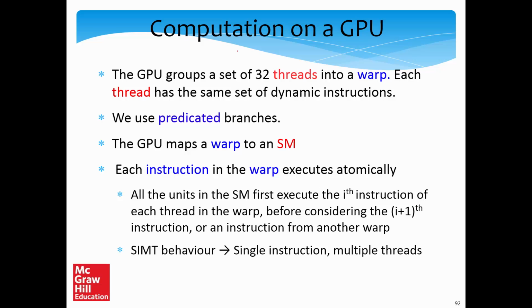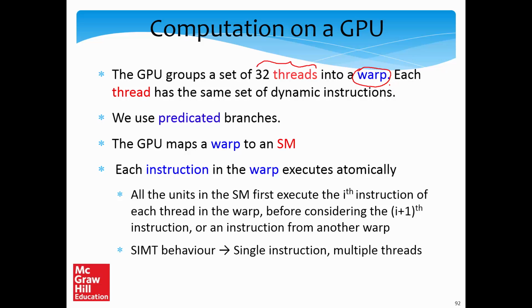So the computation on the GPU goes on like this. The GPU groups a set of 32 threads into a warp. Of course, 32 is not a number written in stone. It can be 32 for one GPU, 64 for another. But let's assume a number that is 16, 32, or 64, some power of 2. So in this case, 32 threads are grouped into a warp.